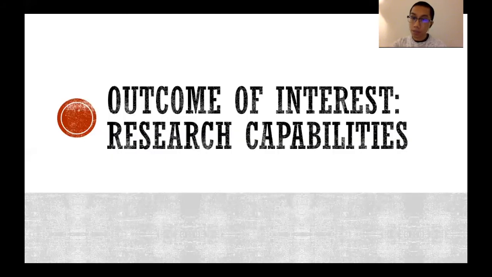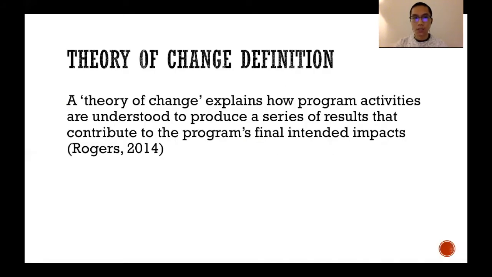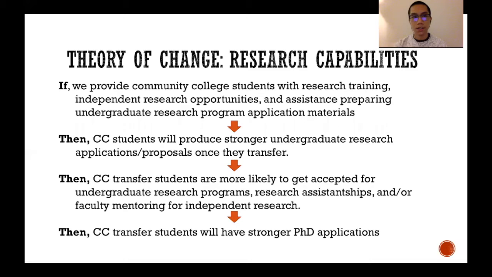So our first outcome of interest is research capabilities. I'm going to be talking about the program theory of change. Essentially, a theory of change explains how program activities are understood to produce a series of results that contribute to the program's final intended impacts.